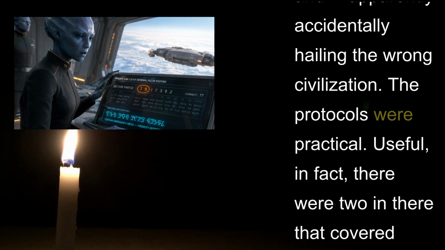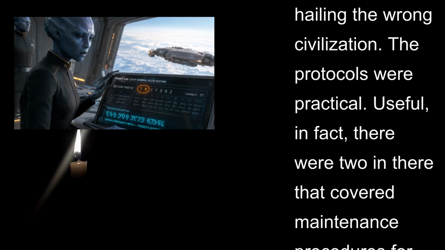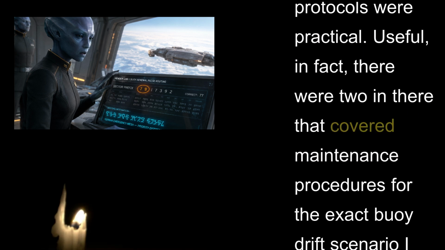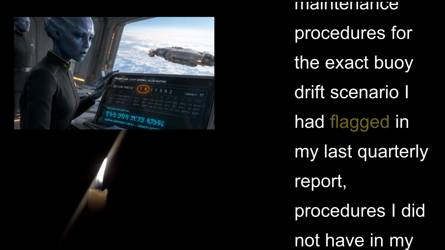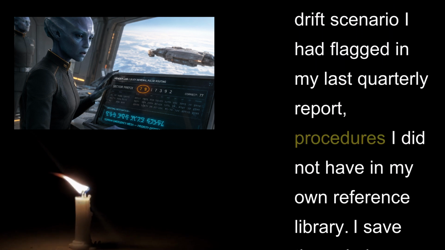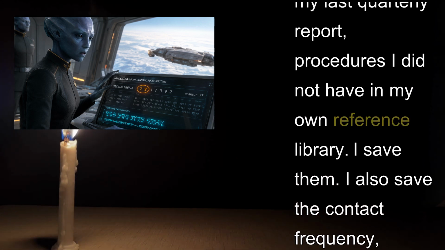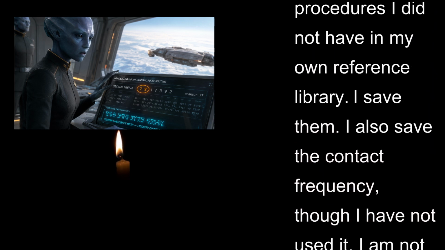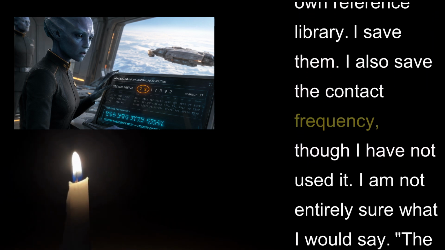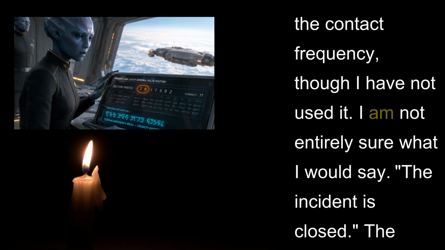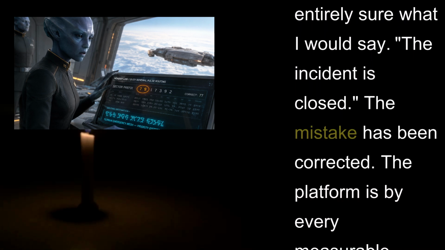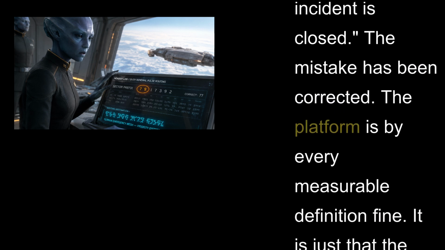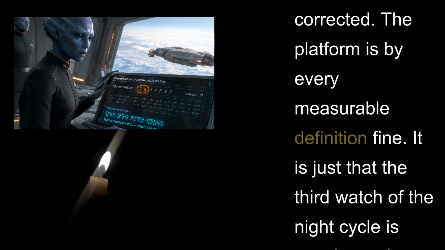The protocols were practical. Useful, in fact. There were 2 in there that covered maintenance procedures for the exact buoy drift scenario I had flagged in my last quarterly report, procedures I did not have in my own reference library. I saved them. I also saved the contact frequency, though I have not used it. I'm not entirely sure what I would say. The incident is closed. The mistake has been corrected. The platform is by every measurable definition fine.